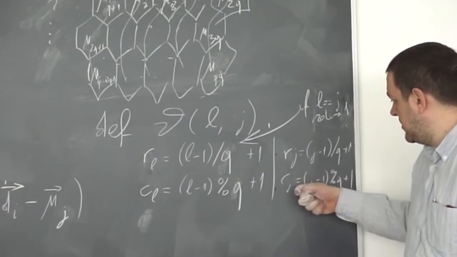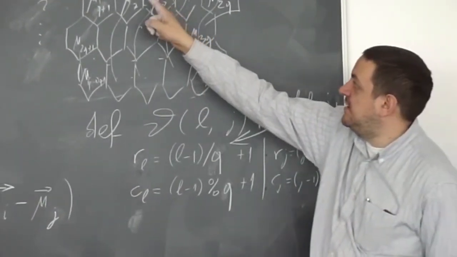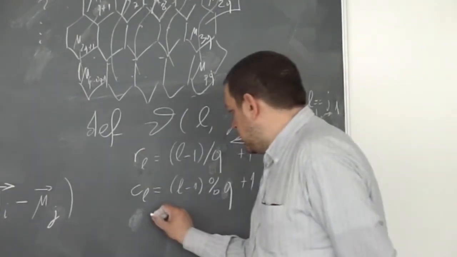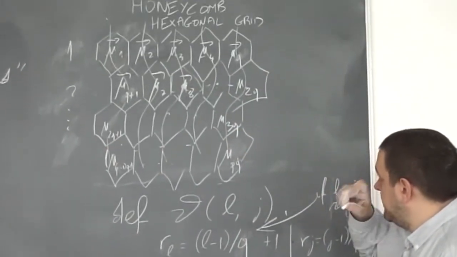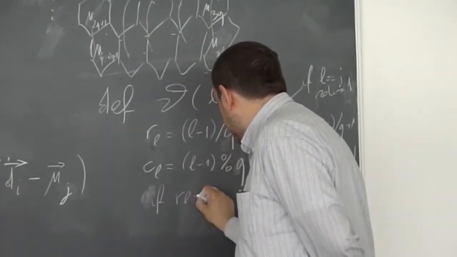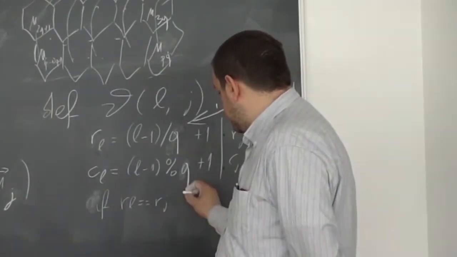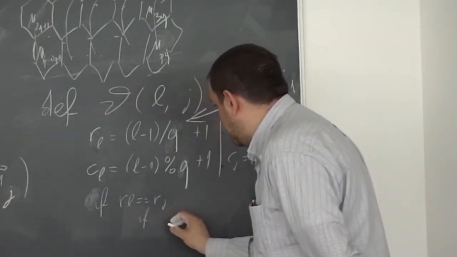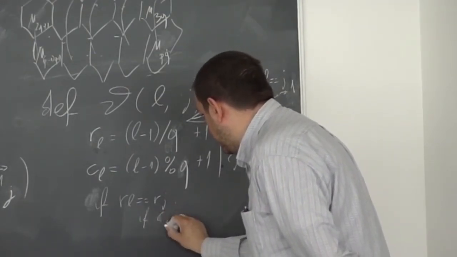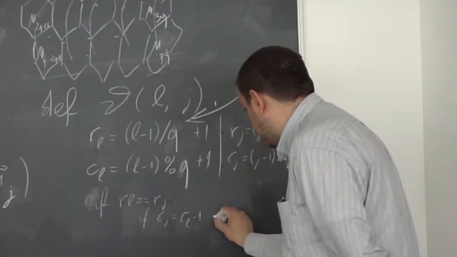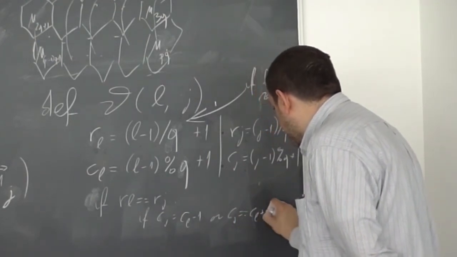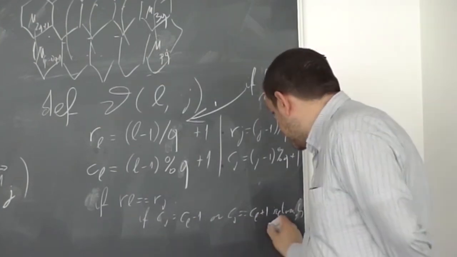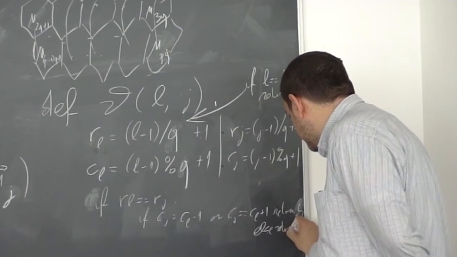And then we need to see some relationships between rows and columns to decide if the proximity should be 1/2 or 0. So, if the two elements belong to the same row, the row of L is equal to the row of J, then if the column of J is equal to the column of L minus 1, or the column of J is equal to the column of L plus 1, then we return 1/2. Else, we return 0.